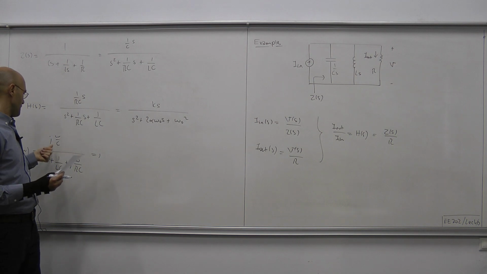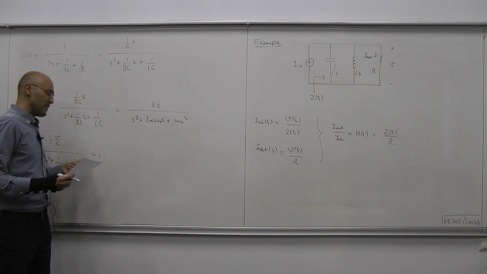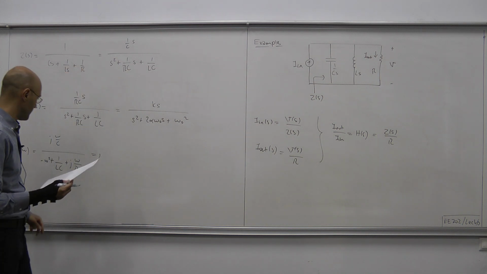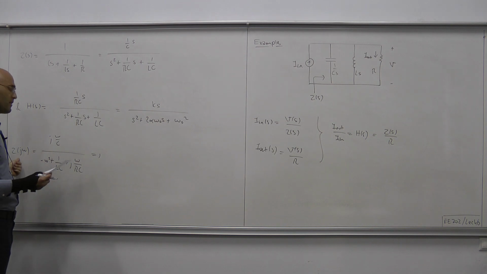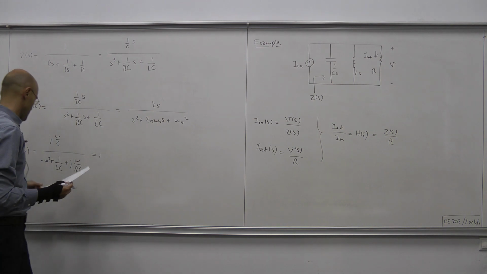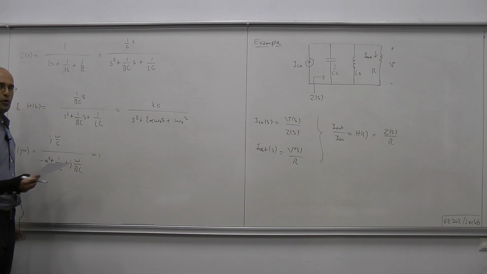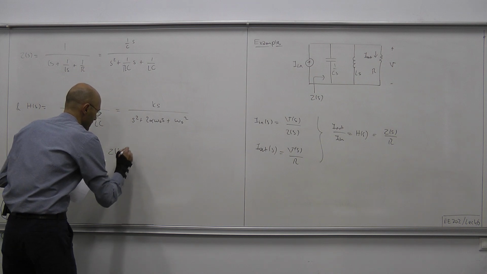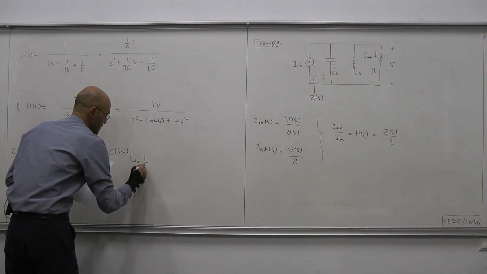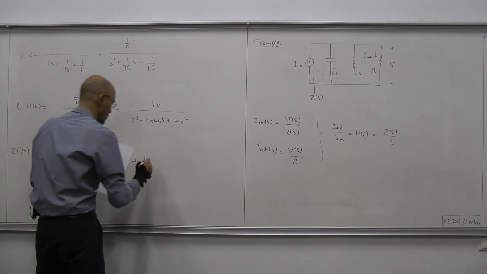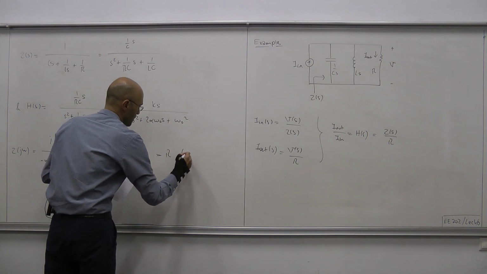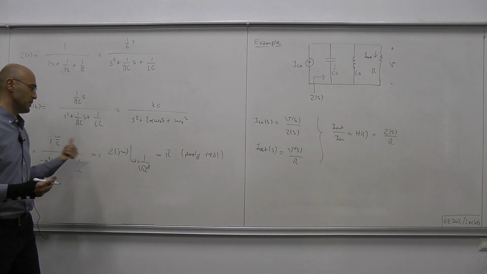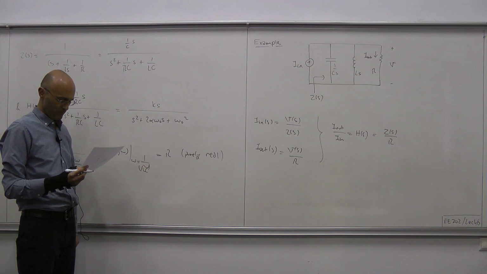Okay, so we have j times something divided by j times something, so the j's will cancel and we will have something purely real, and the frequency at which the impedance becomes purely real is clearly 1 over square root of LC. So from this we see that Z of j omega evaluated at omega equals 1 over square root of LC equals R. Okay, so it's purely real. The impedance is purely real at this frequency.